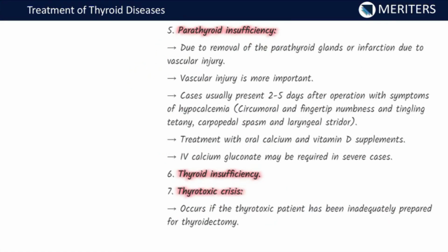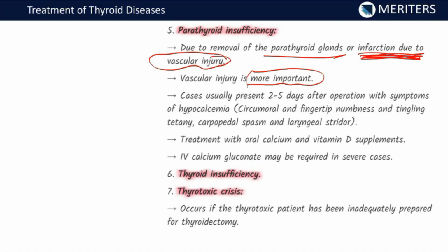Next is parathyroid insufficiency. Now it is due to removal of parathyroid glands or infarction due to vascular injury. Now that is important. Infarction due to vascular injury is because of injury to the inferior thyroid artery. Okay, then because of that there is ischemia or infarction and the parathyroids may be damaged. Now this vascular injury is more important. Now the cases usually present 2 to 5 days after the operation with symptoms of hypocalcemia, like circumoral and fingertip numbness, or tingling sensations, or tetany, or carpopedal spasm, even laryngeal stridor. Okay, so these are the presenting symptoms of such patients.